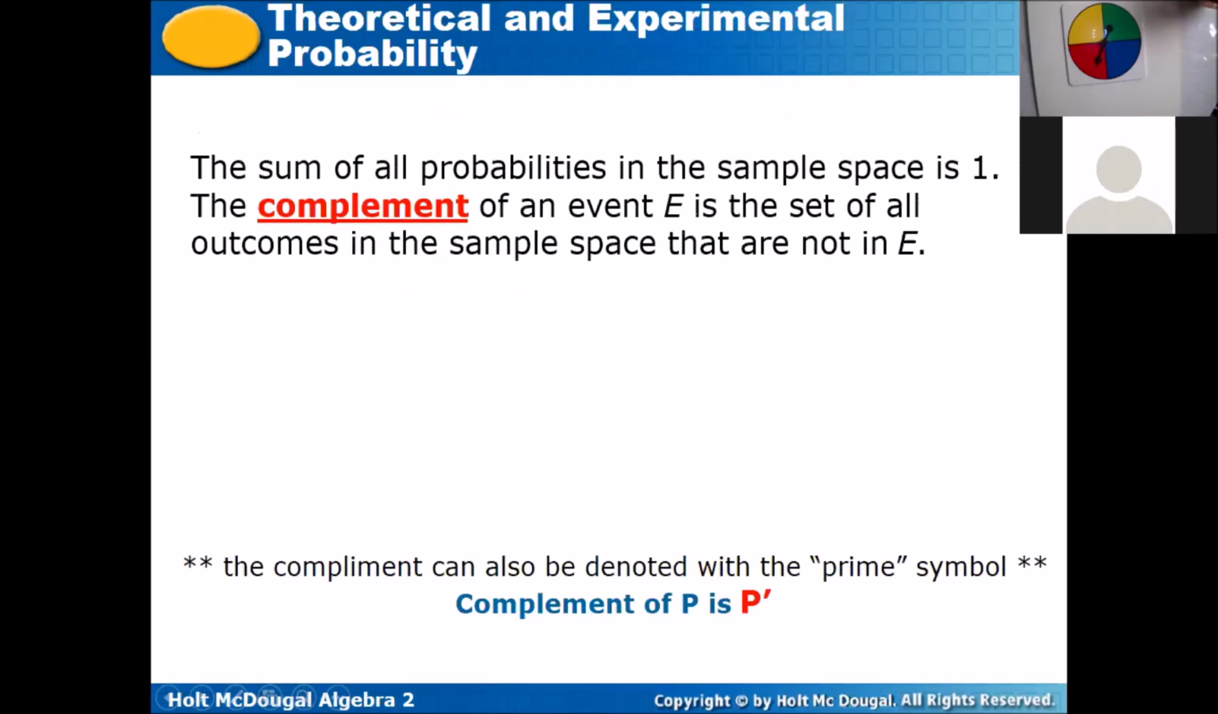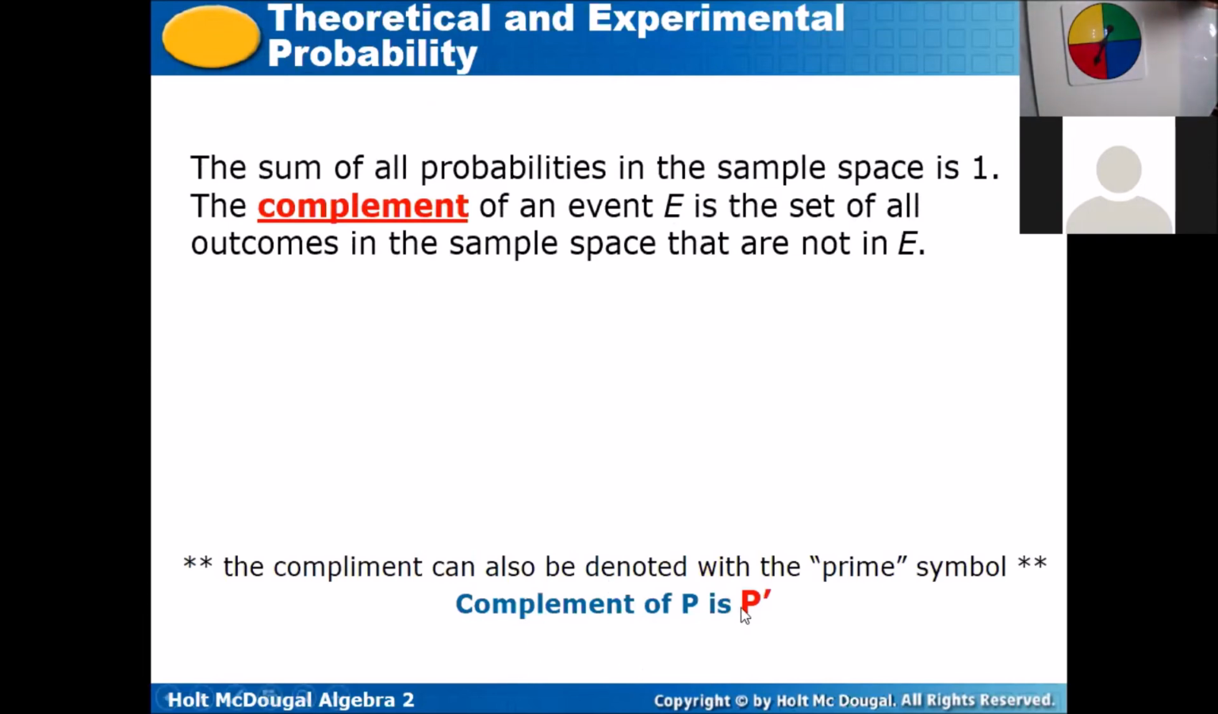So on the bottom of y'all's page of notes, it says the sum of all probabilities of sample space is 1. So the complement of an event is the set of all outcomes in the sample space that are not E. So let's say, in this example over here, if I said, what is the probability that I don't land on red, it would be 3 out of 4, right? Because I got 3 other colors besides the red, okay? So that's what the complement means.